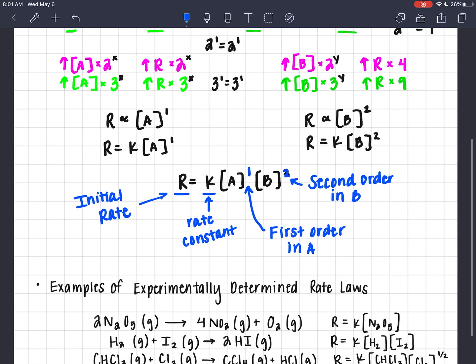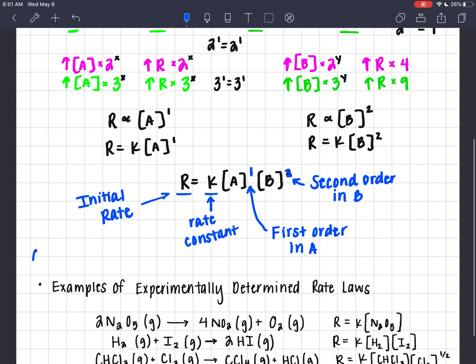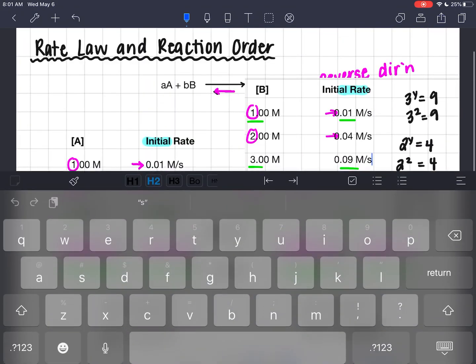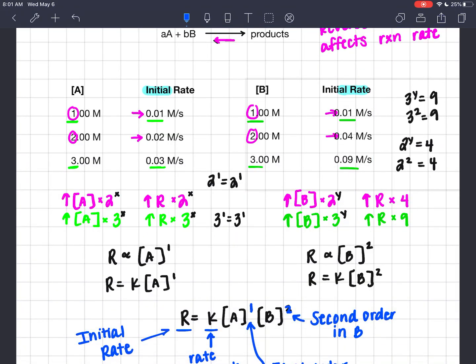So if we wanted to just describe the overall order of the reaction, the overall order is going to be the sum of the orders between A and B. So the sum of order 1 and order 2 will get us an overall order of 3. So this is how we would get a rate law and how we would get the order of an overall reaction by looking at experimental data.